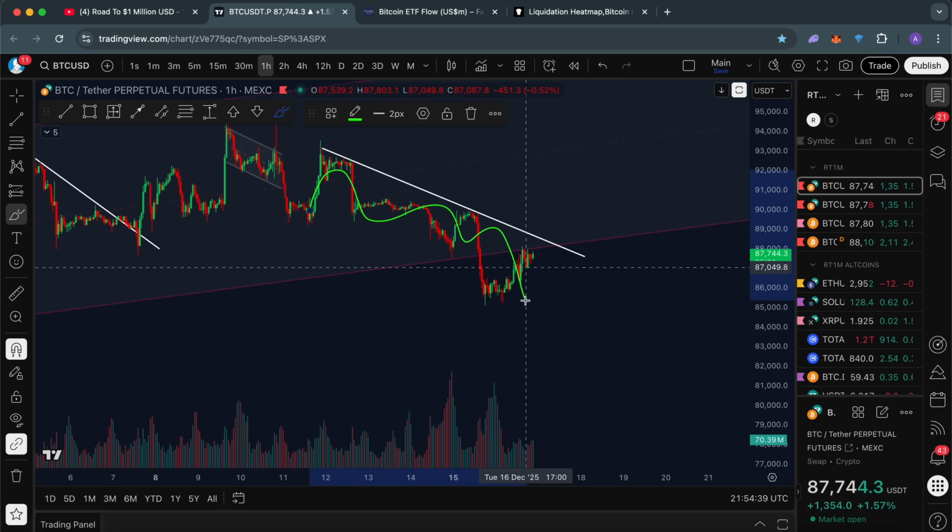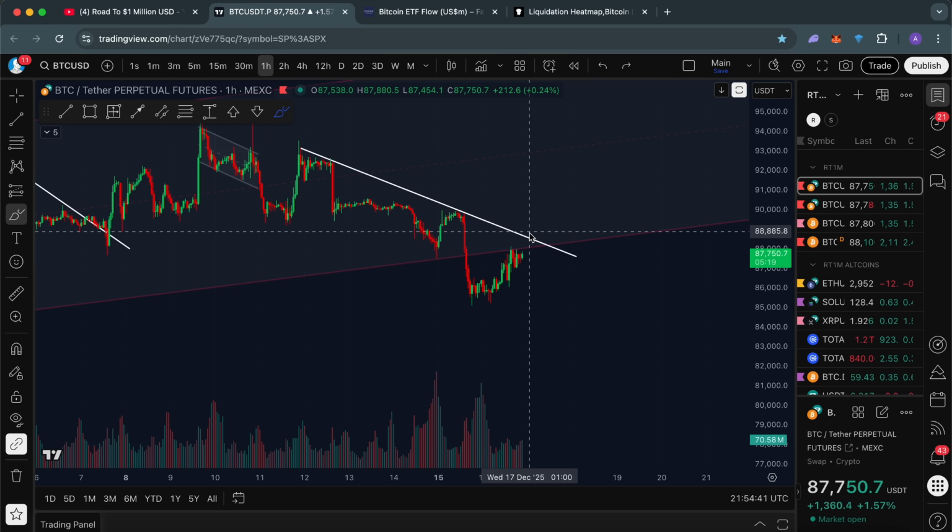because while we are still in this technical downtrend on the 1 hour time frame, we need to keep a close eye on these critical areas of resistance. For example, 88,000 and even 88.5k as well along this descending trend line.